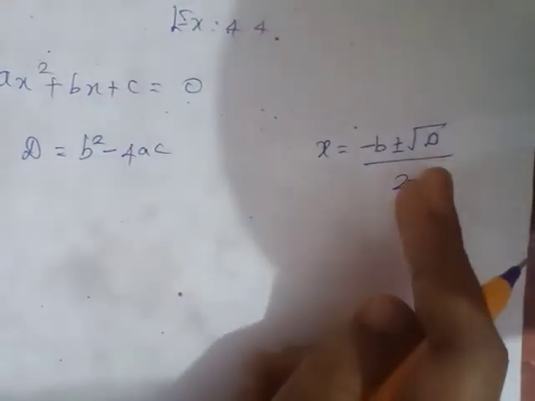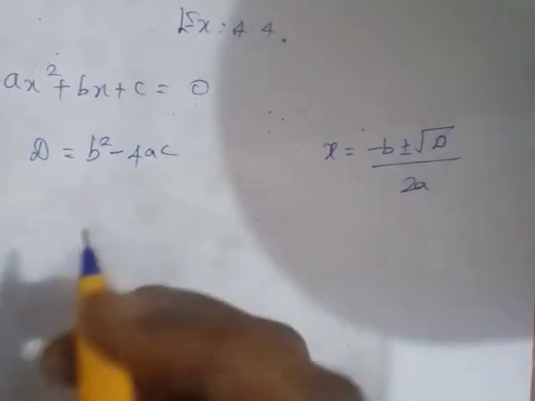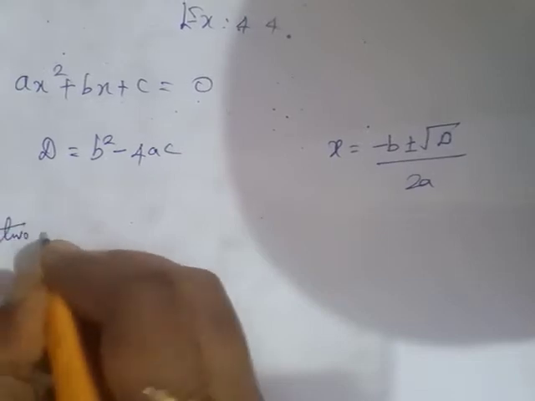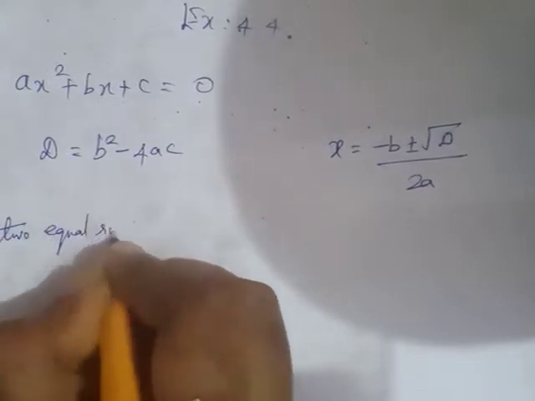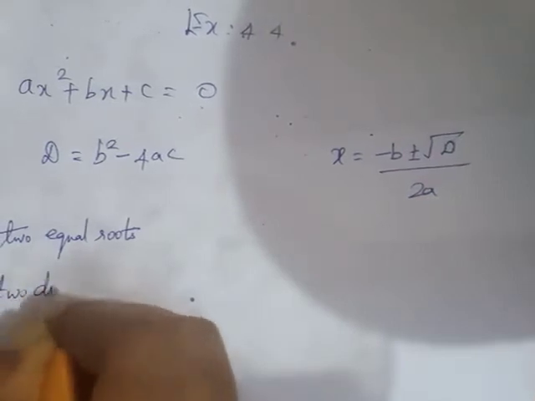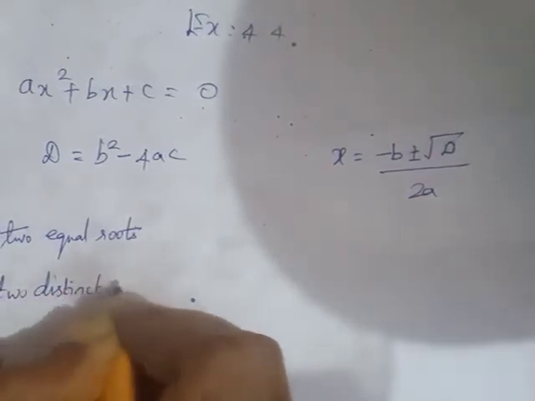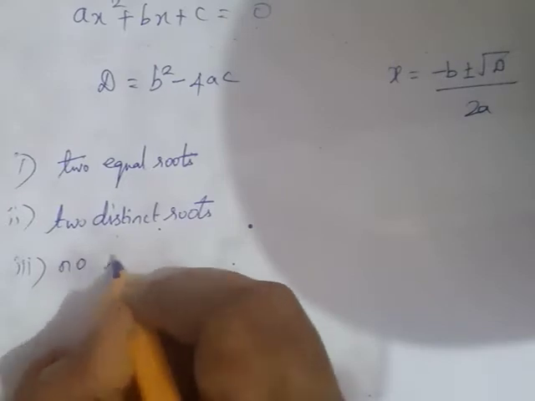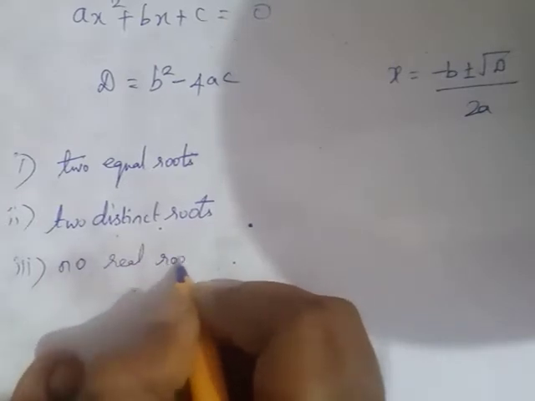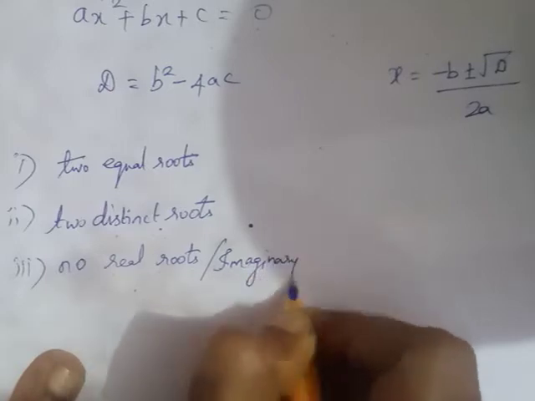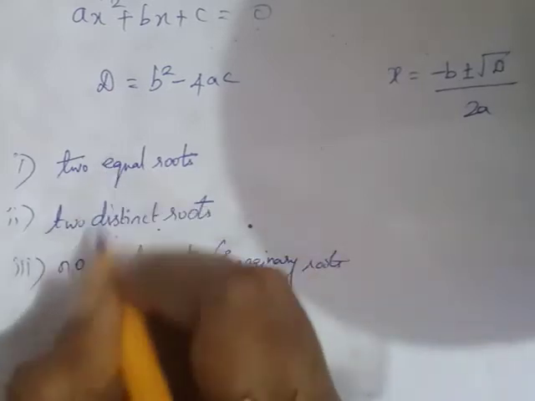So to find the roots, if you want to check whether the roots are equal, there are three conditions: two equal roots, two distinct roots, and no real roots or imaginary roots. So these three conditions are there.